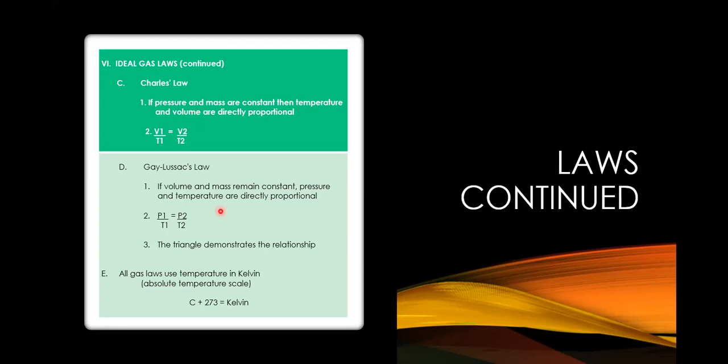Good. All right. So make sure you guys write those triangles down on something and memorize that. Okay. Who are they talking about? Because the question is going to say if volume and mass are constant, then pressure and temperature are directly proportional according to who? You need to say, oh, that's Gay-Lussac. Okay. And then it may say if pressure and mass are constant, then temperature and volume are directly proportional according to who, right? That's Charles's law. Okay. All right.